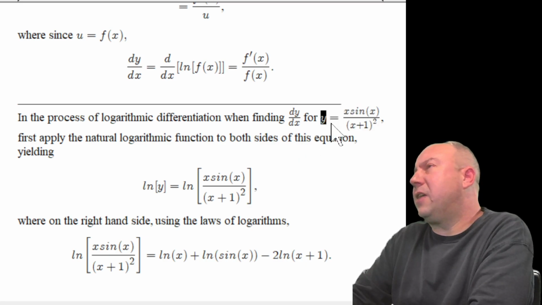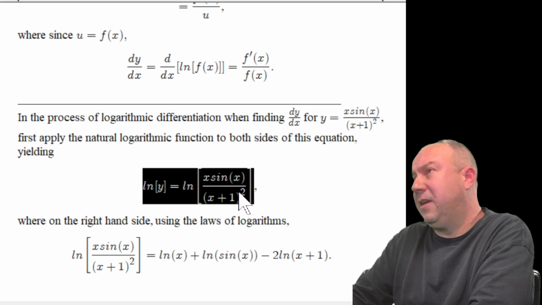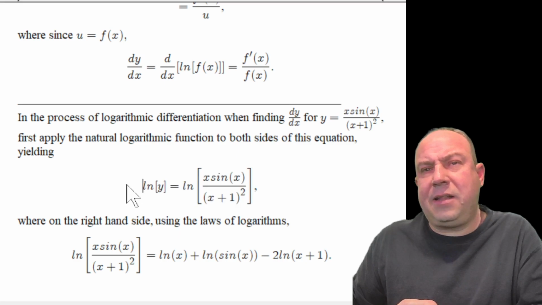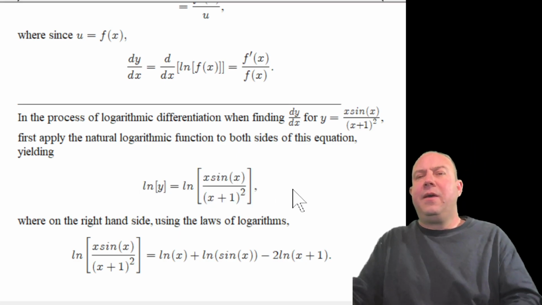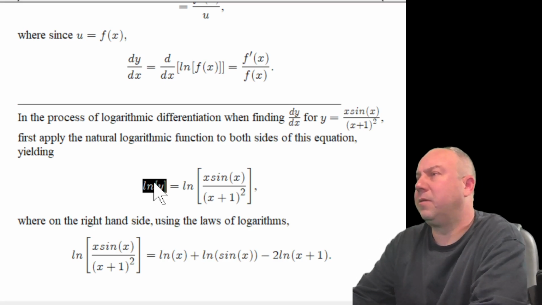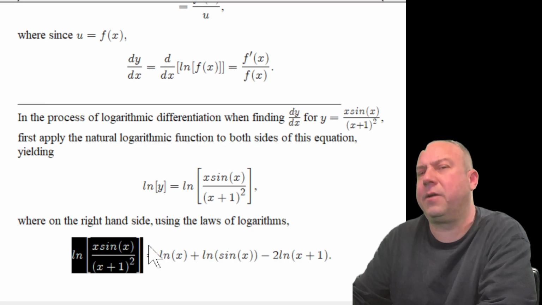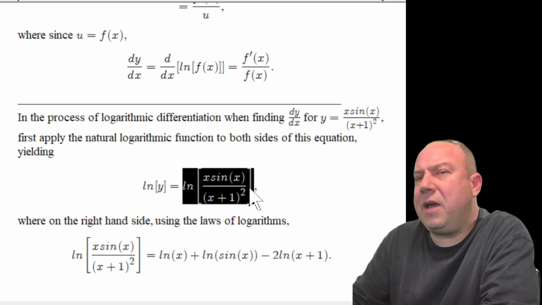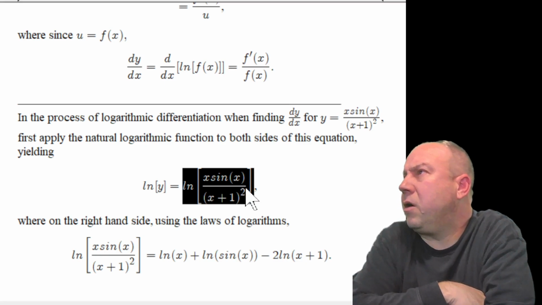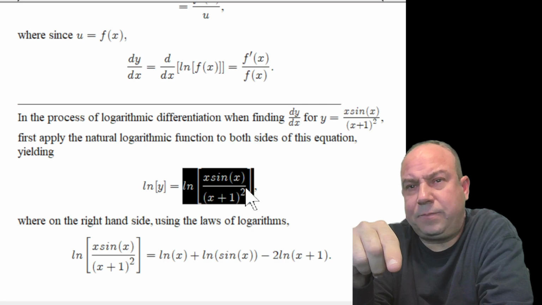We apply the natural logarithm to the left-hand side, y, and we're going to apply it to the right side, x sine x divided by x plus 1 squared. We're going to apply that ln to both sides. Now, what we start with down here is the right-hand side, so let's start there. When I apply the ln to this argument, what we have to remember are our rules of logarithms.